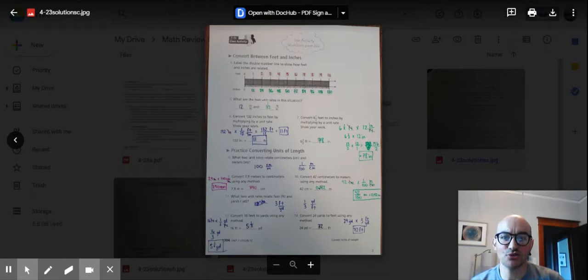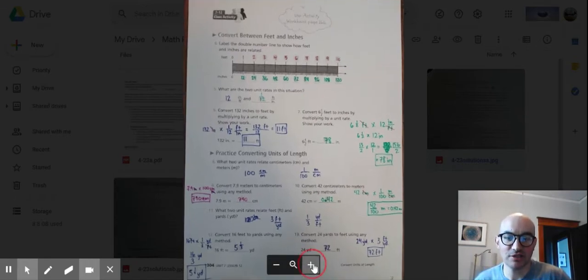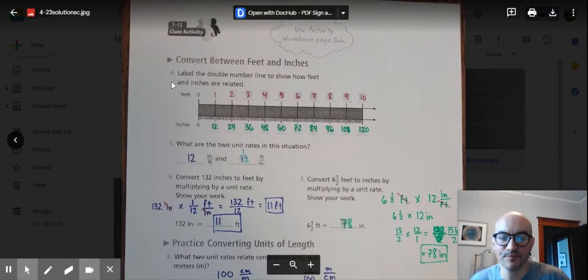It says 7-2 class activity, and this is the second page of our work today, and we were supposed to convert measurements here. This is a feet and inches paper to start with, and so let's get into it. Let me just take you up to the top and we'll go through.